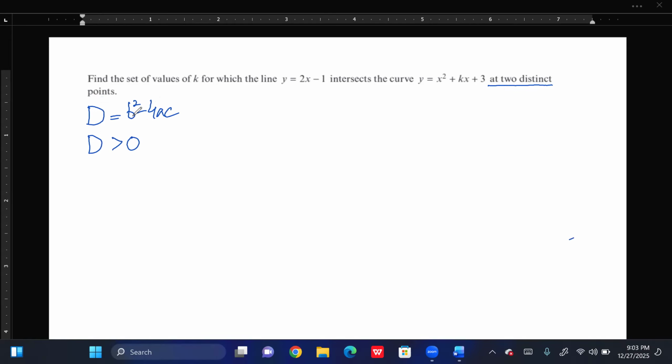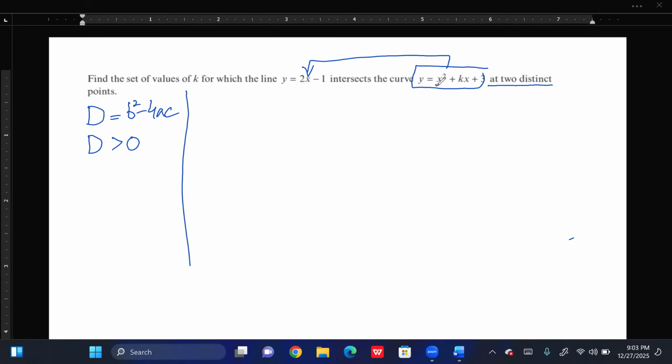Okay, for the discriminant, I must have a, b, and c. But the question is, these can be extracted from the quadratic equation only. How do I get the quadratic equation? Yes, it's very simple. What we do, we solve the two equations simultaneously. How can I? Let's see.